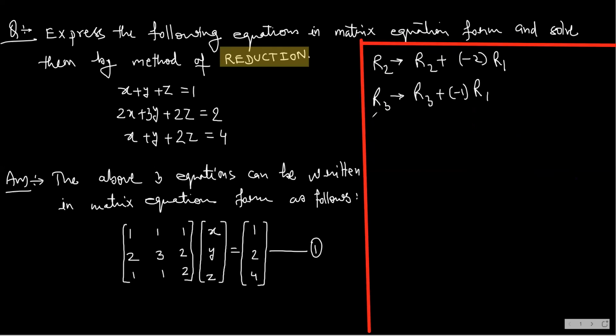So what will this become? R1 doesn't change, it is 1, 1, 1. R2 will change. I'm multiplying negative 2 and adding here, so this is 0. Negative 2 when you multiply, this will become 1. Negative 2 when you multiply, this will become 0. Now R3 is to be changed. R3 is changing by adding minus 1 times R1. So multiply minus 1 and add it. This is 0. When you multiply minus 1 in here, this is also 0. When you multiply minus 1 here, this is 1. So you got this.